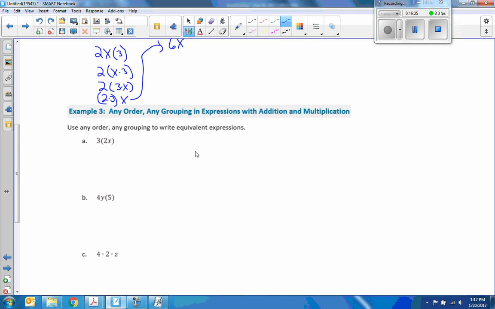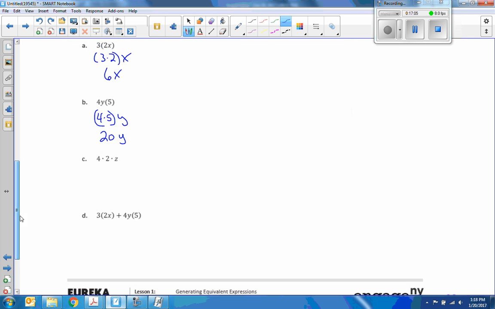So this says use any order or any grouping to rewrite equivalent expressions. So I would just put the numbers together. 3 times 2, x, 6x. I can move the y out to the end. So it would be 4 times 5, y, which is 20y. And part C, 4 times 2 times z, I could put it in parentheses like this, and then multiply the 4 and the 2 and get 8.